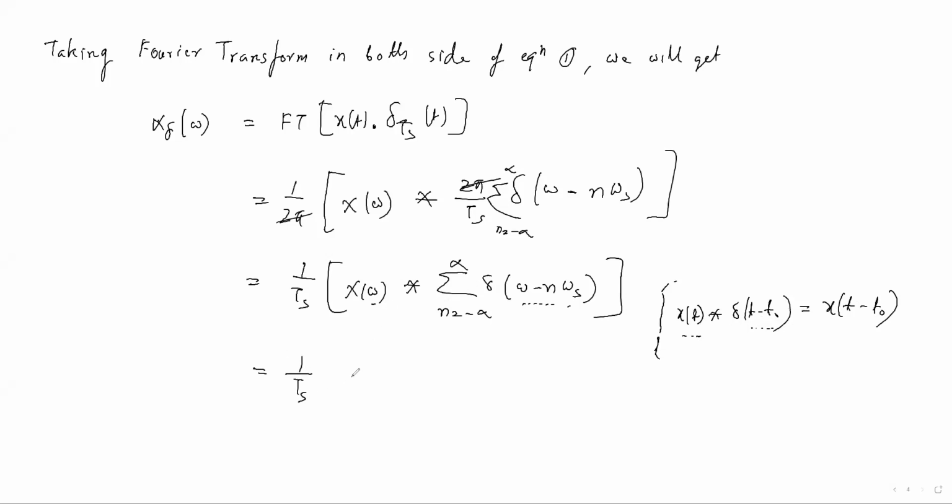The summation will come outside, summation n equal to minus infinity to infinity. The convolution of x omega with delta omega minus omega naught will give x of omega minus n omega s. With the help of this property, we can say that x of omega convolved with delta omega minus n omega s is capital X omega minus n omega s. This is x of delta omega.